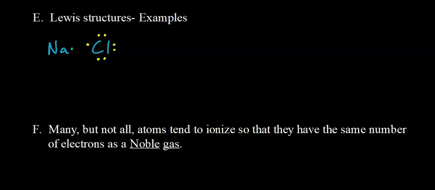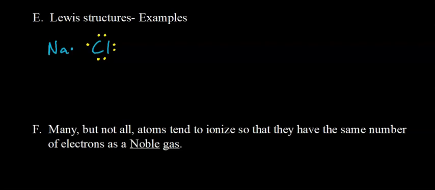Sodium has one valence electron, so we have one dot around the symbol. Chlorine has 7 valence electrons, so I've shown 7 dots, in different colors just because I want to show you what's going on here. So again, what happens is we have a transfer of electrons, but why does this transfer of electrons occur? Well, chlorine is much more electronegative than sodium.